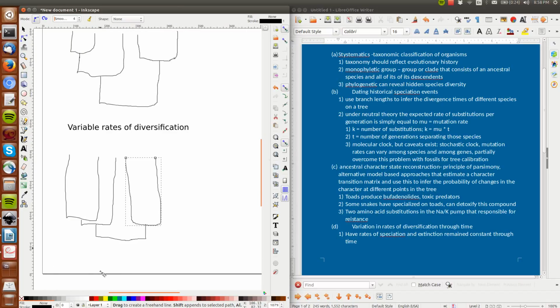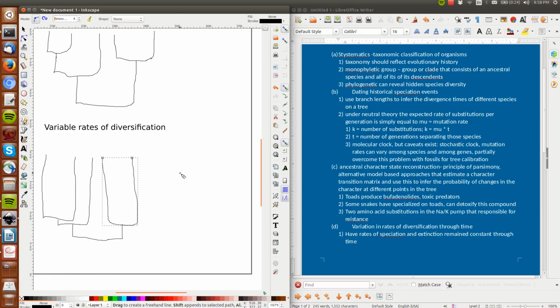You could also get a variable rate of diversification in the other sense of a recent speed up, and that might look something more like this, where there was a period when there wasn't a whole bunch going on, again, either because there was a low rate of speciation or a high rate of extinction, then something happened around here in the tree, and suddenly you got these bursts of diversification.